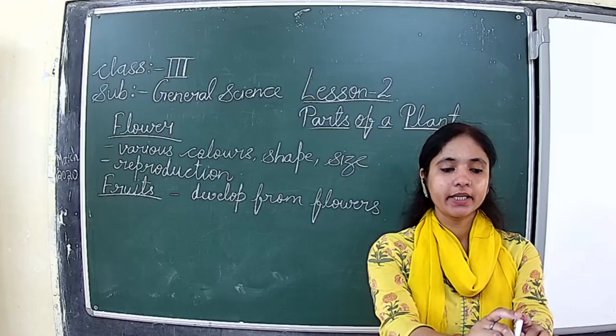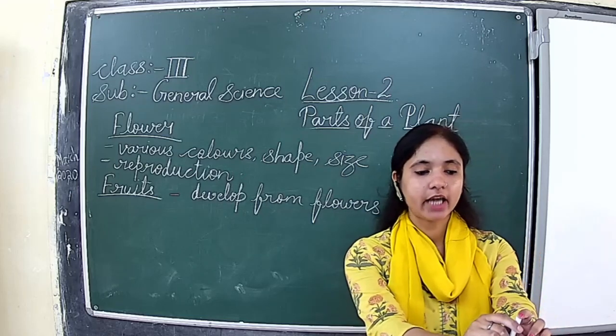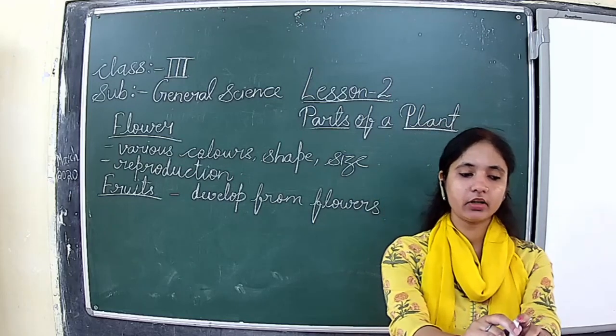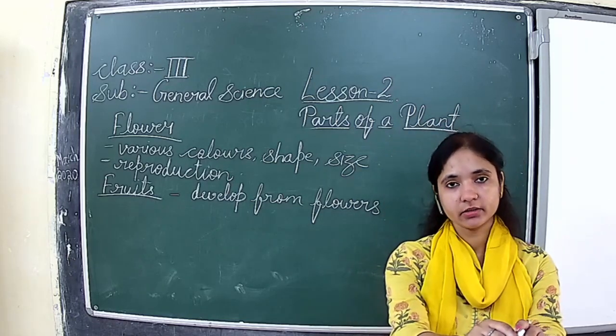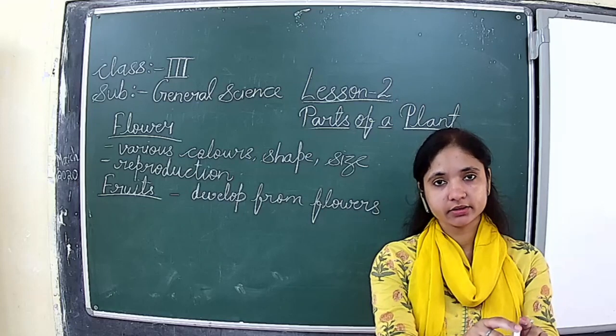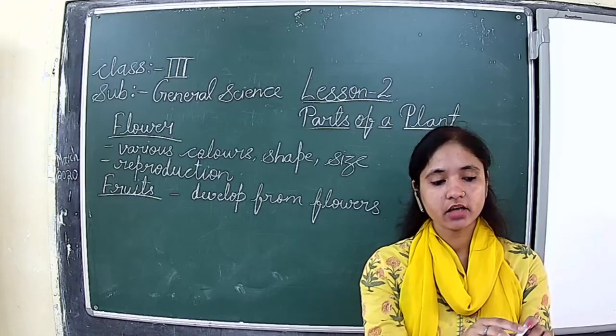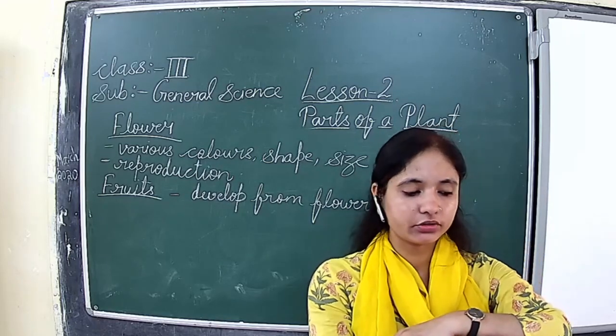Beans, pea, groundnut, mustard, almonds, cashew nuts, raisins are some examples of the dry fruits. So what will be the examples of dry fruits? Pea, groundnut, mustard, almonds, then cashew nuts, raisins are some examples of the dry fruits.